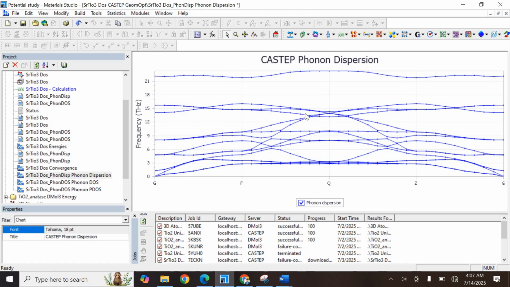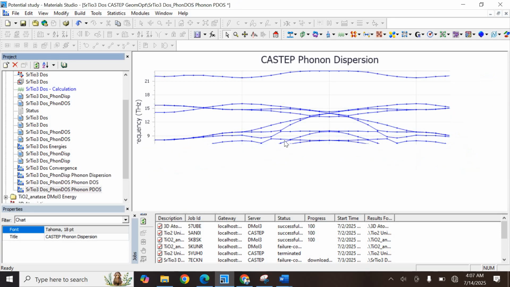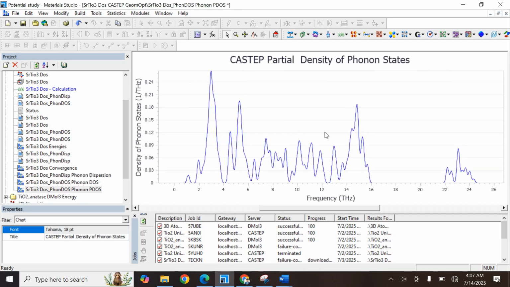The rest of the modes are optical phonons, which vibrate with higher frequency. And the most important thing to note here is that all the frequencies are positive. There are no imaginary frequencies, which would have appeared below the axis. So what does it mean? This tells us that the structure of SrTiO3 is dynamically stable and the configuration used is good. If any modes had imaginary or negative frequency, it would indicate structural instability or improper relaxation.